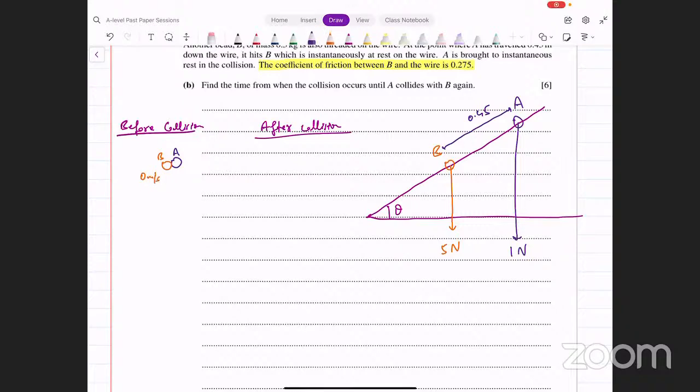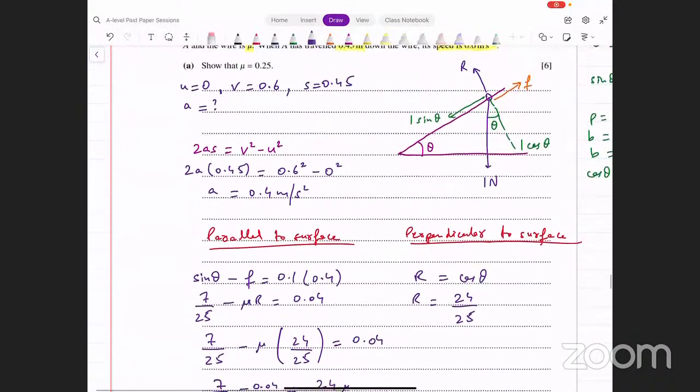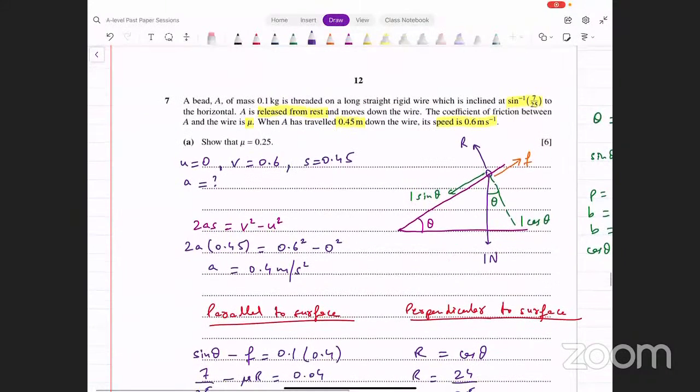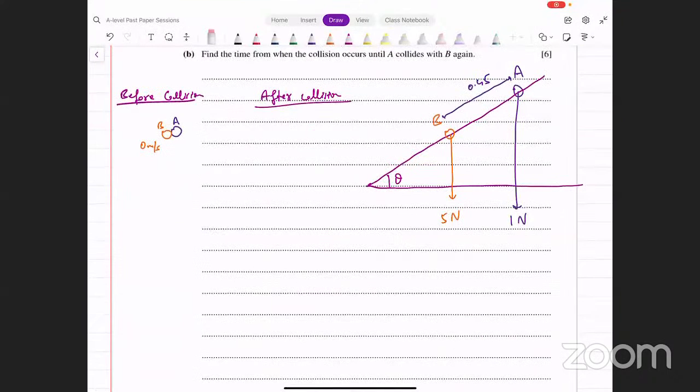A किस velocity पे move कर रहा है? We actually just found that in the first part. In fact, it was given. उसने बताया हुआ था speed is 0.6. 0.45 meters move करने के बाद उसकी speed 0.6 है. ठीक है? A की speed कितनी है? 0.6. ये before collision है.